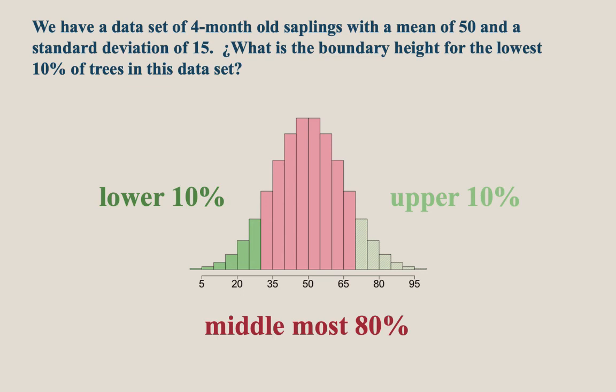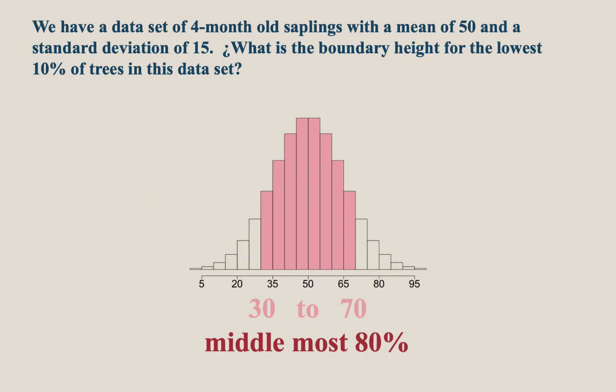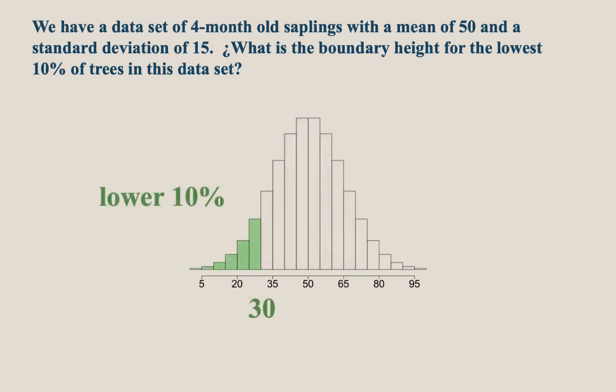What I know about the count by thirds empirical rule, 80% is captured by 4/3 of a standard deviation above and below the mean. 4/3 of 15 is 20. 20 below the mean of 50 takes me to 30. 20 up from 50 takes me to 70. So I know between 30 and 70, I capture the middlemost 80% of this data. So this means the lower 10% of the data would be at 30 or below.